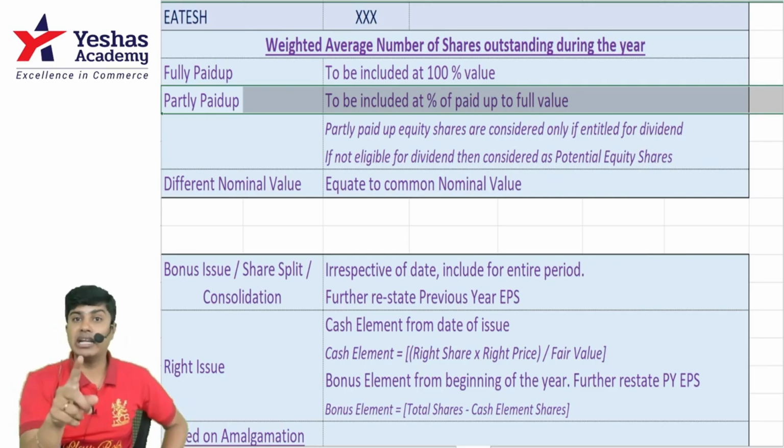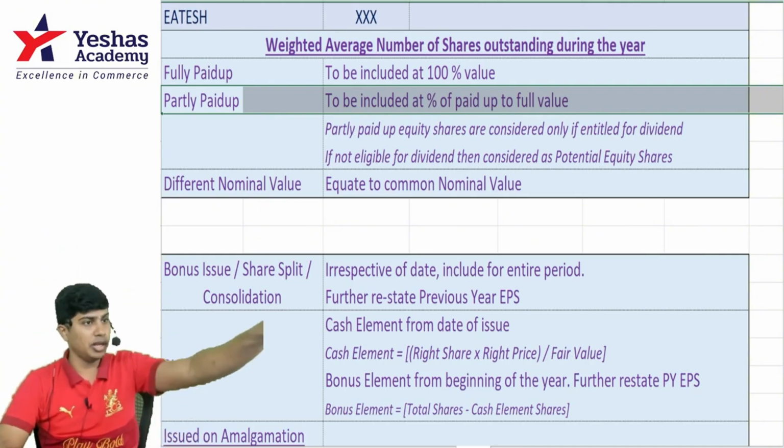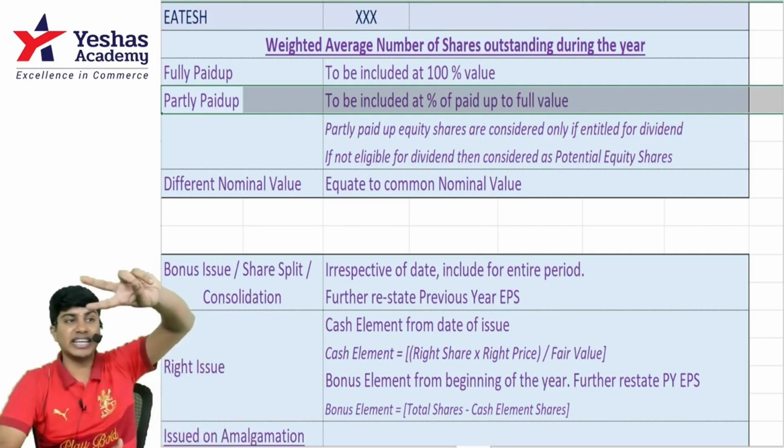Though the shares are partly paid up, EPS will be only one. If there are 10,000 shares of rupees 10 each fully paid up, and 10,000 shares of rupees 10 each, 8 rupees paid up, two kinds of shares are there. One is fully paid up, the other one is partly paid up.